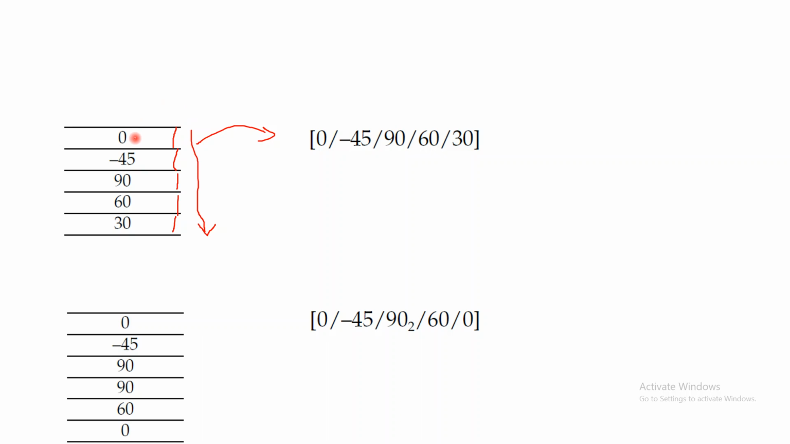Here 0 degree is there, so that's why I have put 0 slash. The second one is minus 45 degree, and the third one is 90. The fourth one is 60, and the next one is 30. Okay, like this. This is one way of representation, laminate codes.